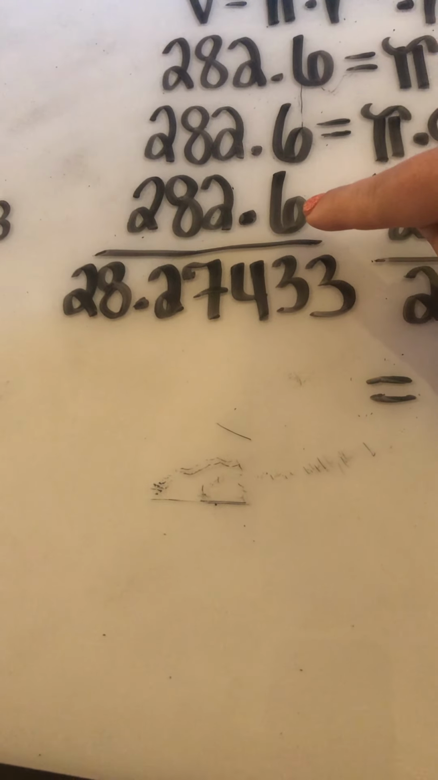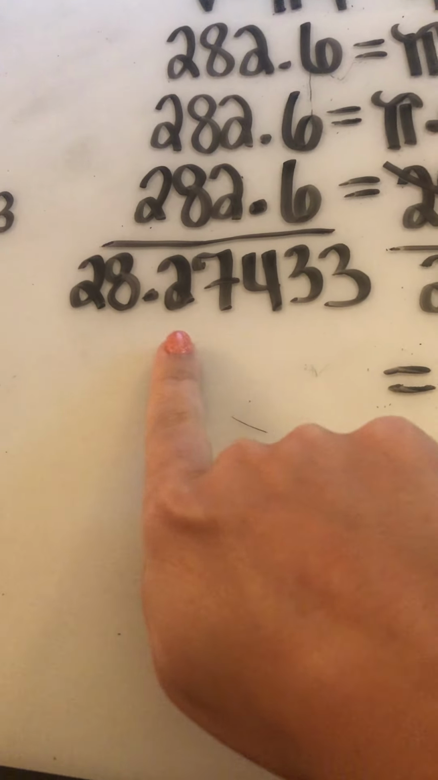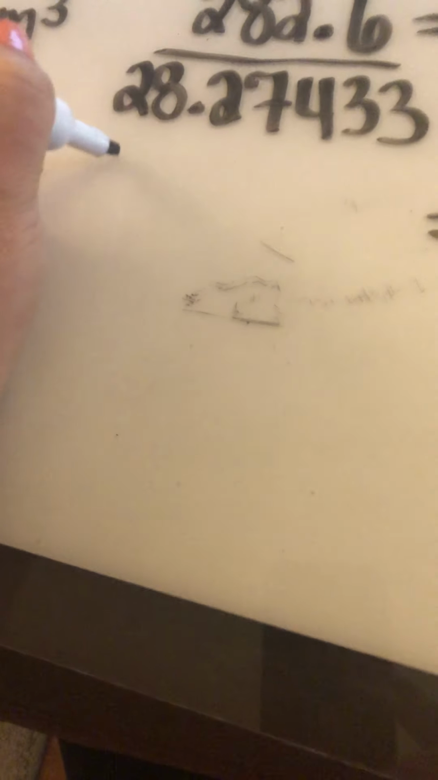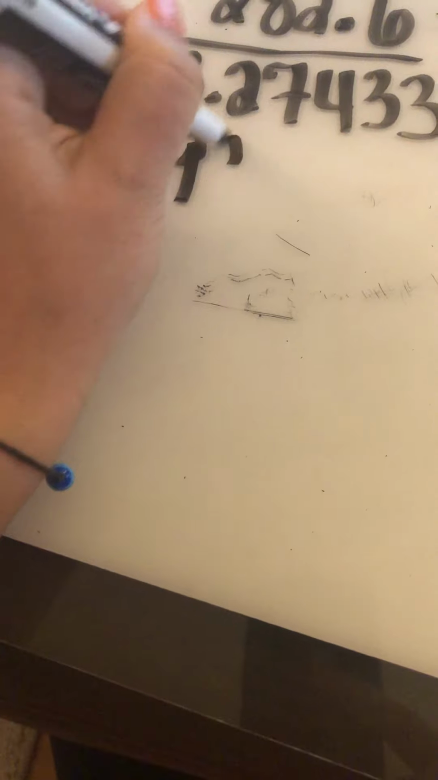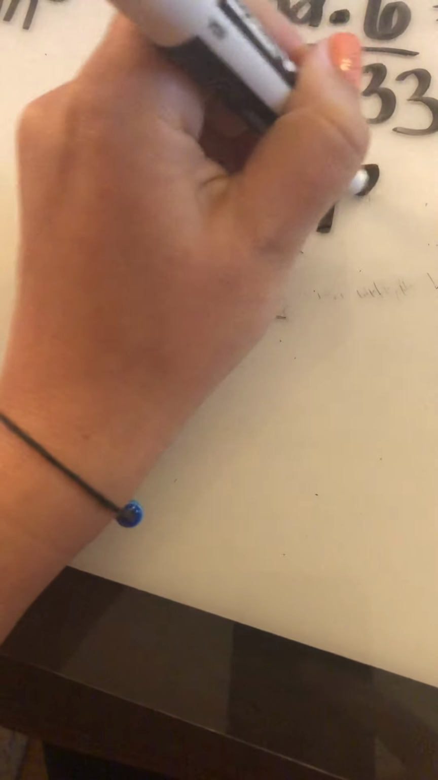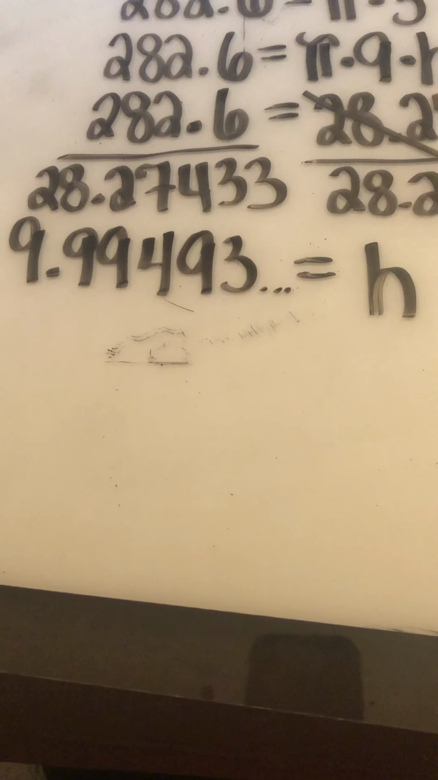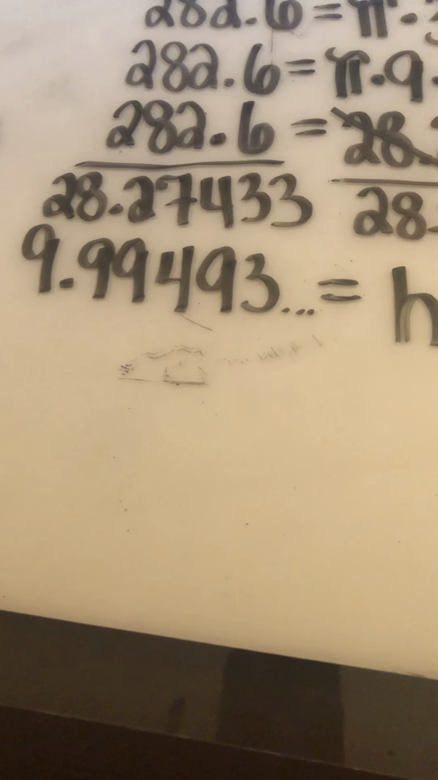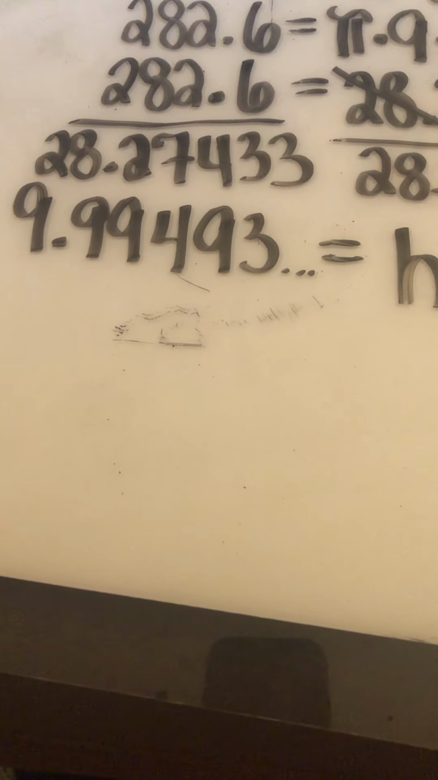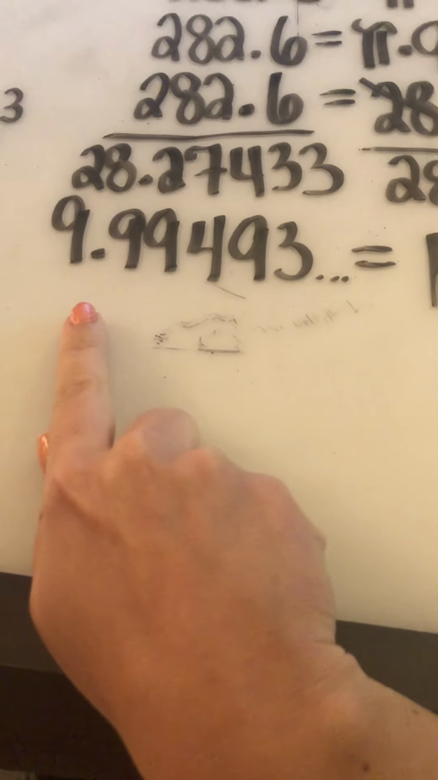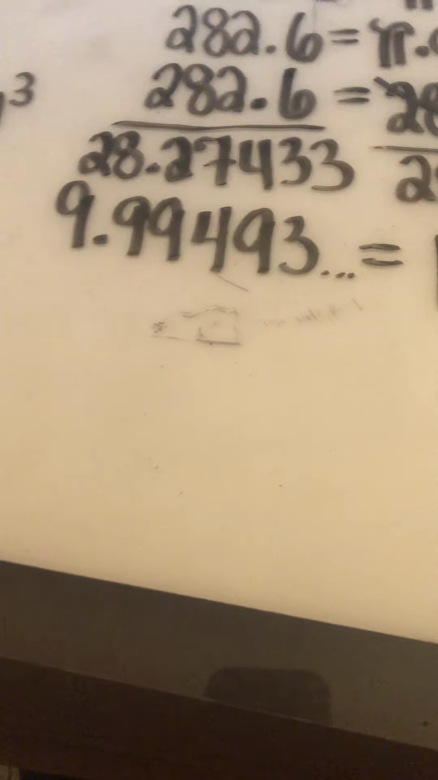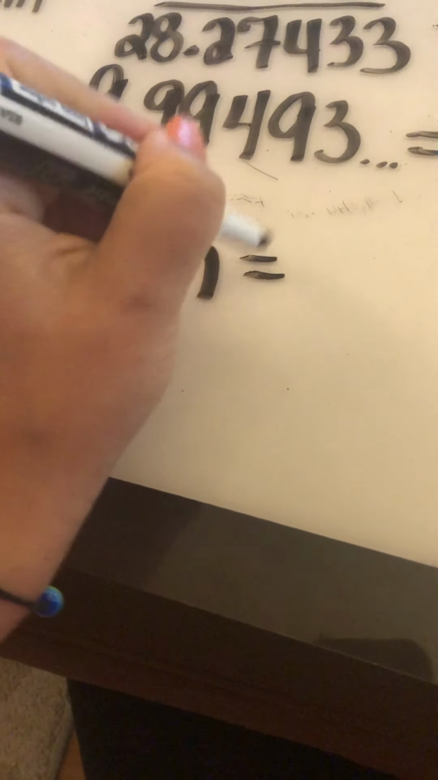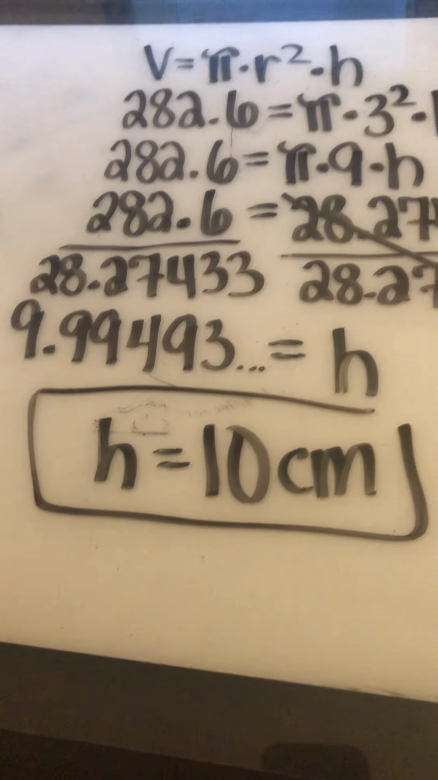Okay, so we're going to calculate this quotient. So you're going to do 282.6 divided by 28.27433, and you're going to get an answer that is a very long decimal. It's going to be 9.99493... right? But if we look at our maze, which I'm going to show you after, all of the answers are rounded to the nearest whole number to make it pretty simple for you to figure out what number they're looking for. So if we have 9.99, then this is going to round to a height of 10 centimeters, right? 9.99 would round to 10 centimeters.